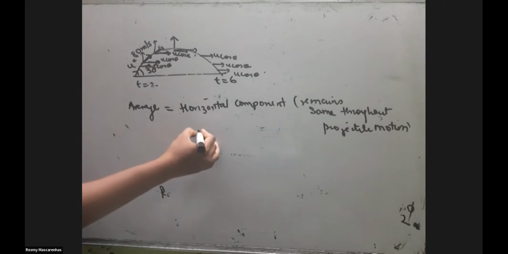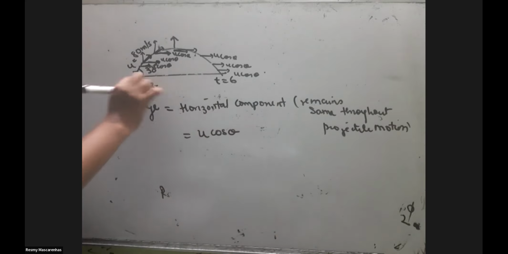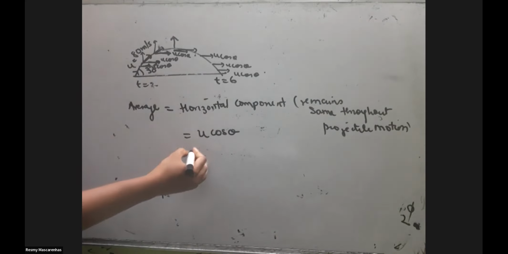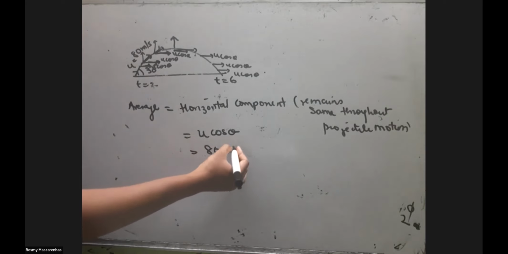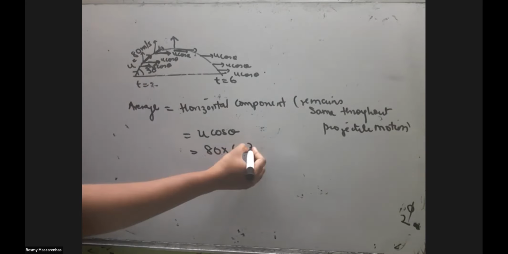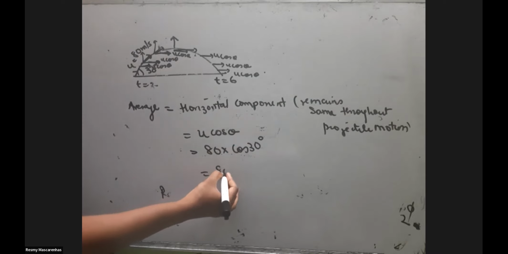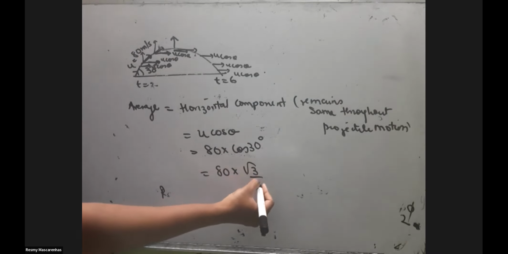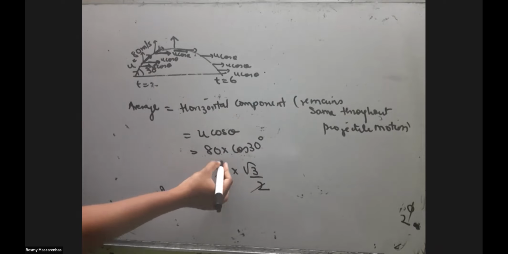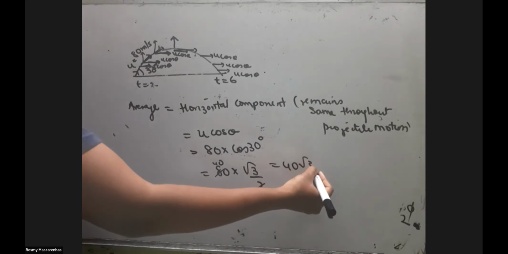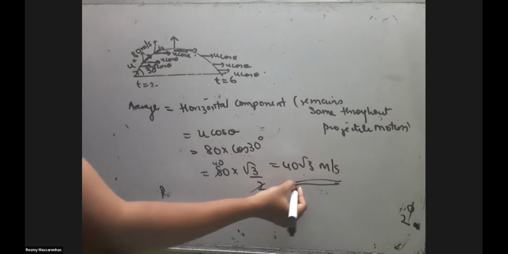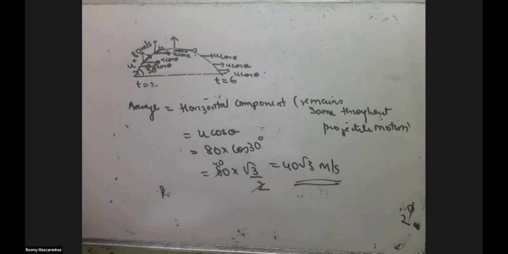So the horizontal formula is u cos theta, vertical is u sin theta. Initial velocity is 80, angle is 30 degrees. Cos 30 is root 3 by 2. So 40 root 3 meters per second will be your average velocity throughout the projectile motion. Horizontal will be 40 root 3, 40 root 3, only this may change.